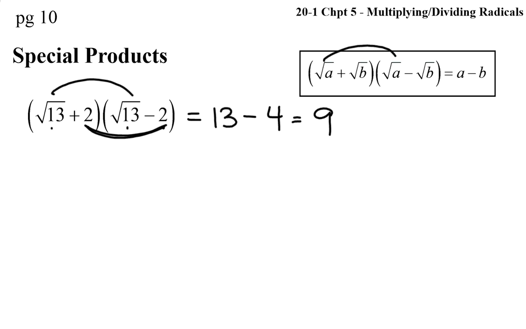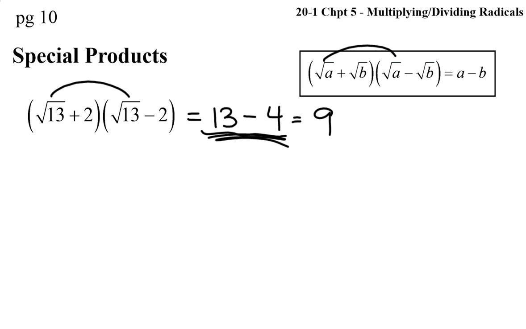If you recognize this as a conjugate, 13 minus 4 is 9. Nice, quick, and easy. If you don't recognize it as a conjugate or you want proof that that's a quick, easy way to do it, here we go again.